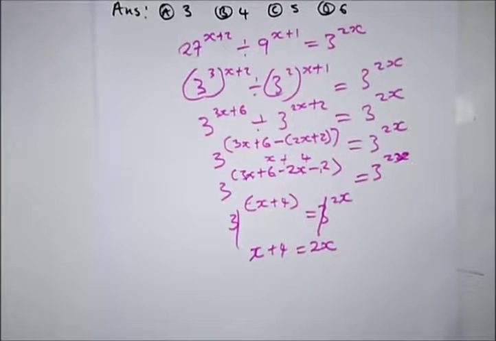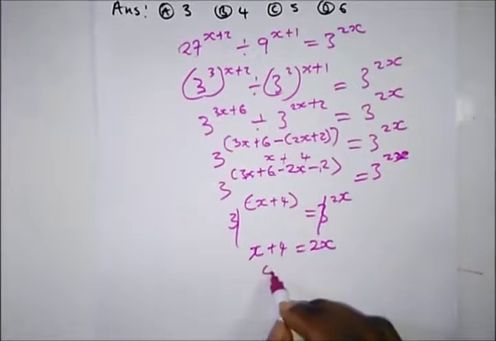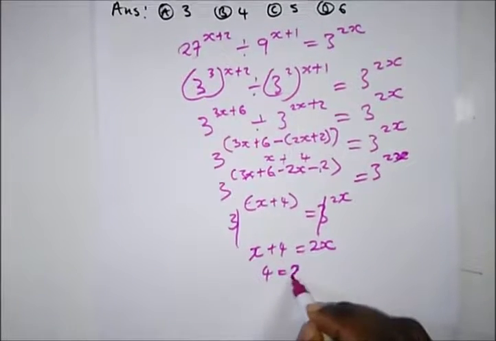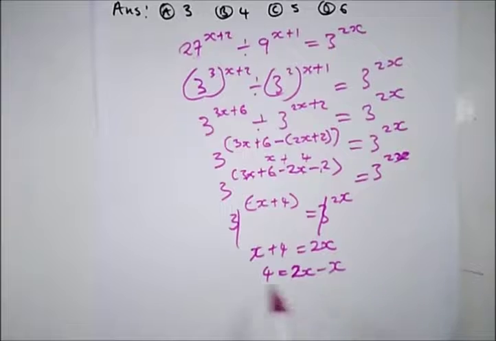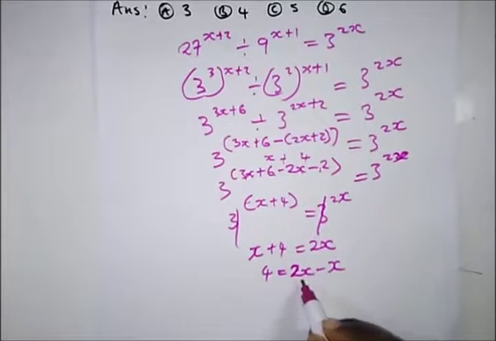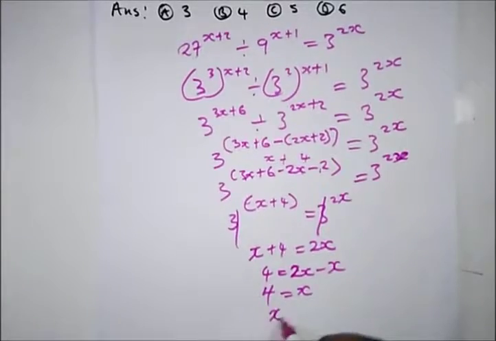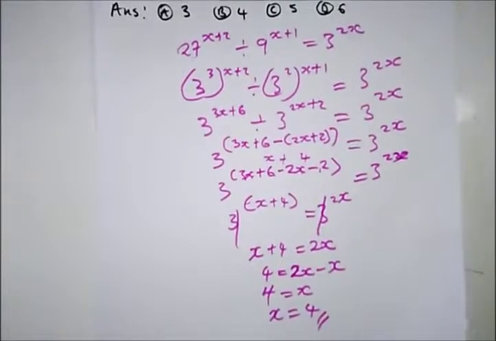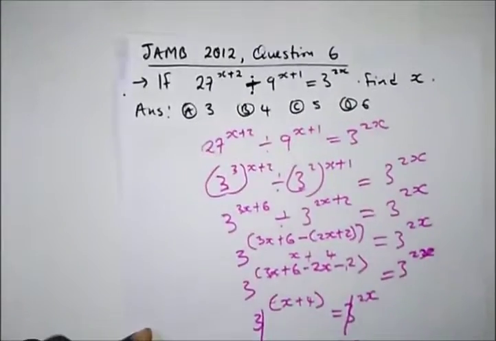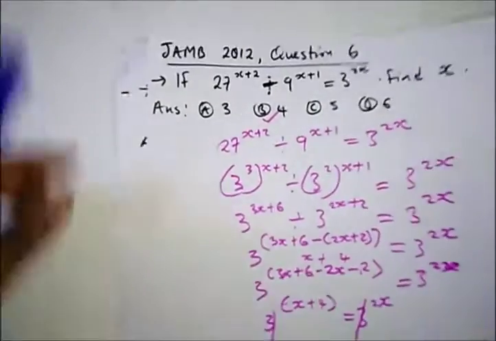2x. Let's take x to this side. So we have 4 equal to 2x minus x. When you take x to this side, it becomes a minus. And 2x minus x is equal to x, which is 4. So x is equal to 4. And what's our correct option here? Option B.